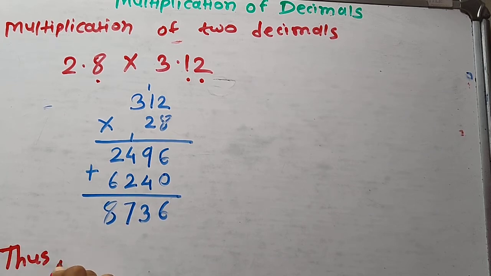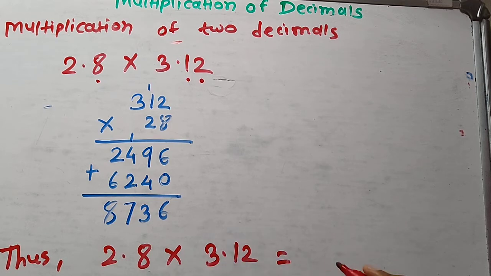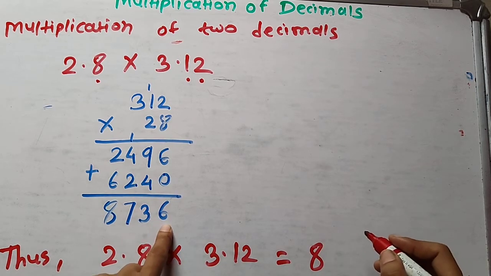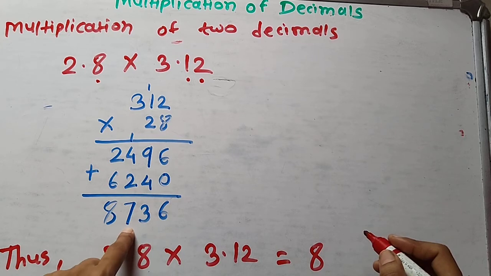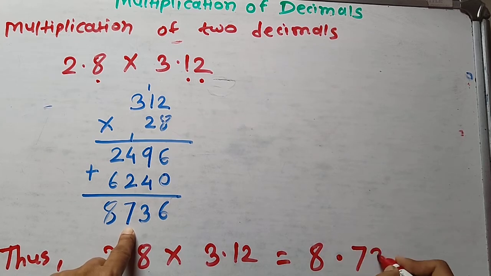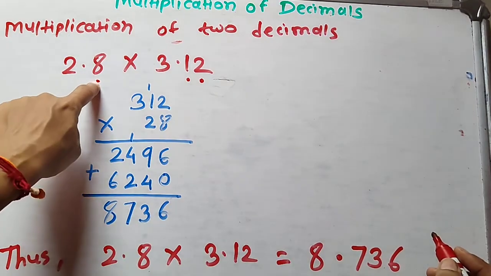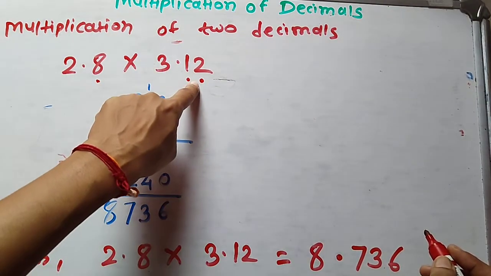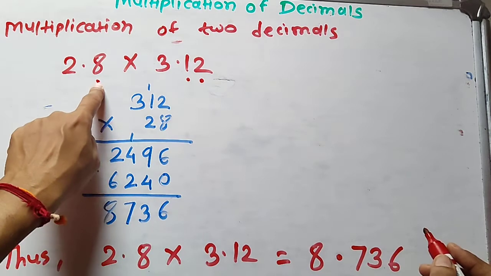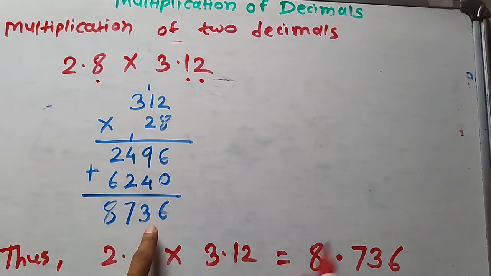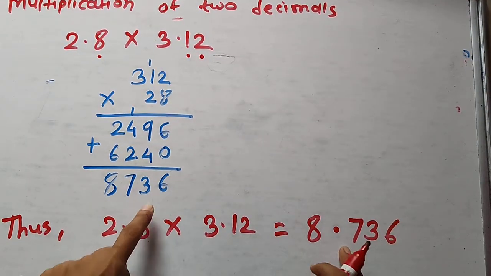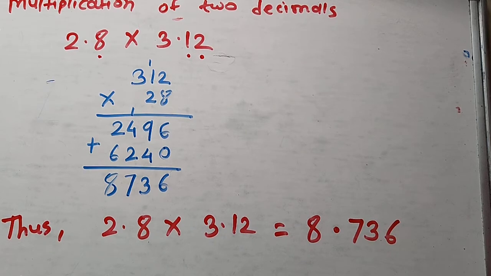So thus you have to write 2.8 multiplied by 3.12. We get here 8,736. Where will the decimal point come? 1, 2, 3. Total 8.736. This is your answer. See here, this is one digit after the decimal point, here 2 digits after the decimal point. So total 3 digits. So before 3 digits you have to put the decimal point. We see one more example here.